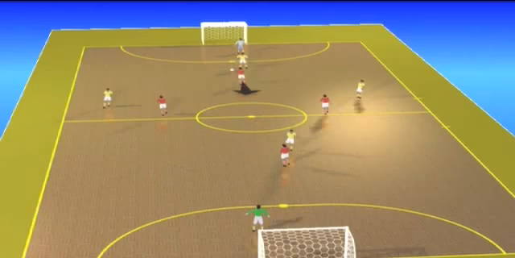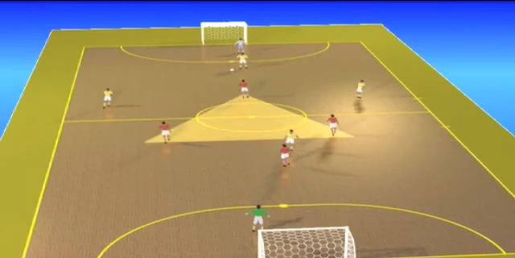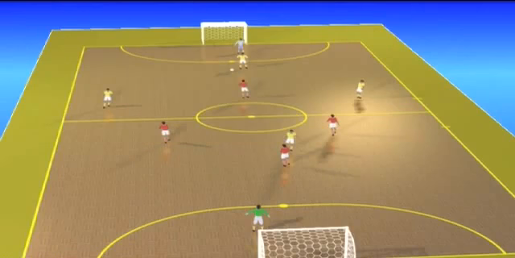And when the ball is in the middle, they form a triangle, but must always pay attention to close the middle so that the ball does not reach the pivot, and at the same time allowing for each to cover.